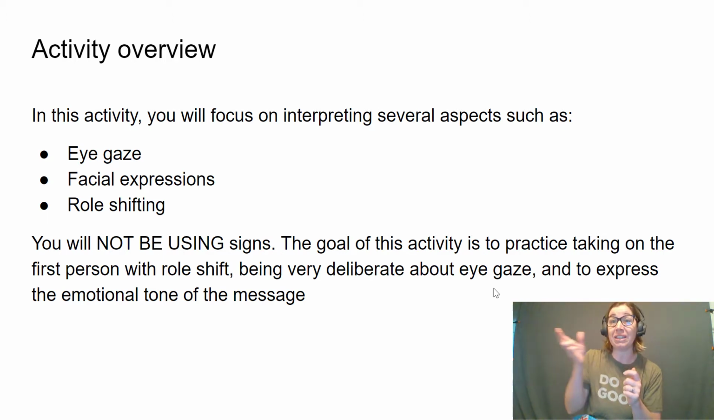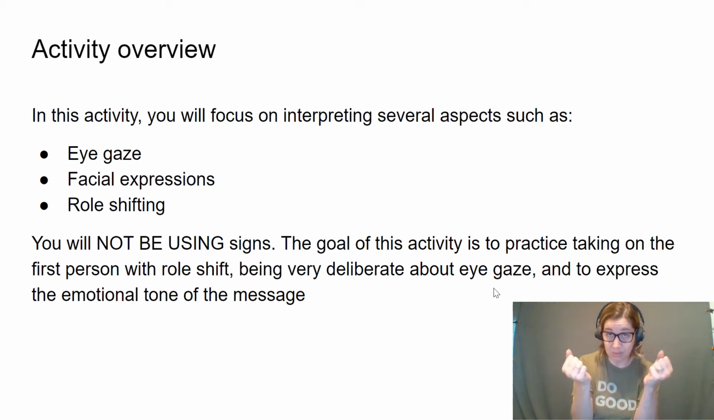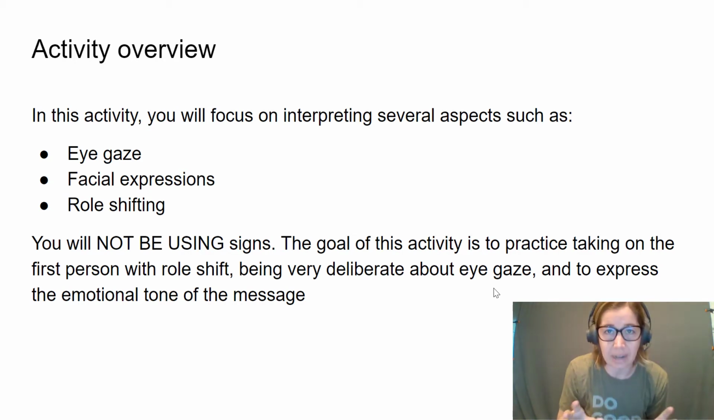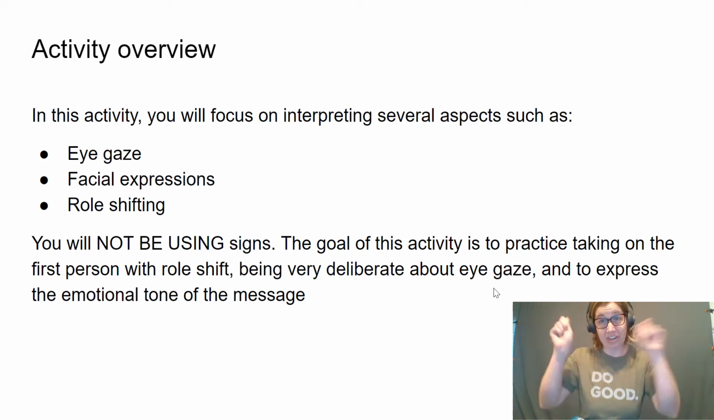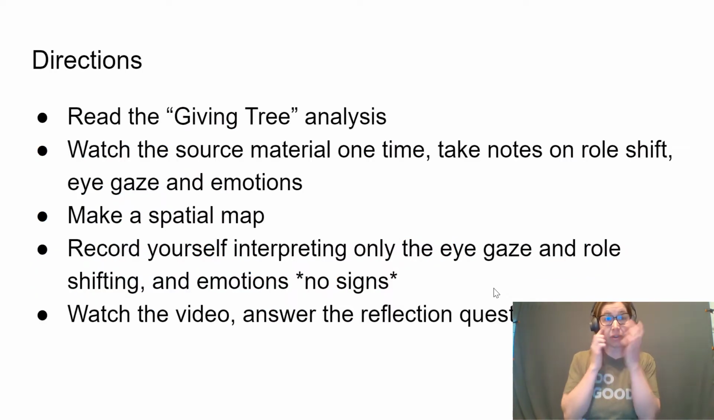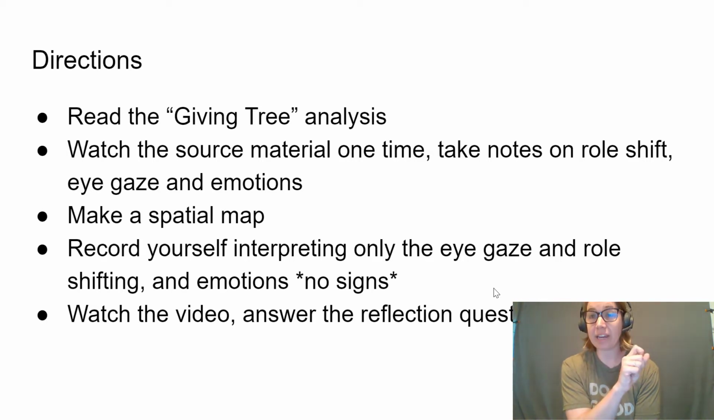You are going to be listening to a source message, and you are going to be producing it in this way. But I don't want to see signs. I want to see your body engage. I want to see your eyes engage, and I want to see your facial expression. So, the directions of this is you're going to read the Giving Tree analysis, which is in this PowerPoint. Then I want you to watch the source material one time. I want you to take notes on the role shifts, the eye gaze, and the emotion.